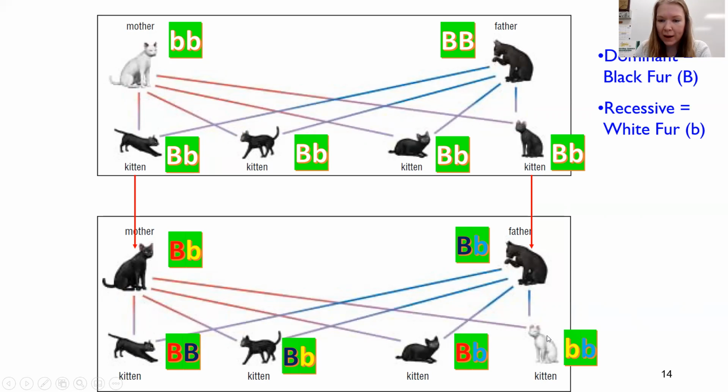And the white-furred kitten, he got from the father, or she, the kitten could be either a girl or a boy. This kitten got the recessive allele from the father and the recessive allele from the mother. And in order for the recessive trait to show up, that means that they need to have both the recessive alleles. And so this kitten got both the recessive alleles from its parents and therefore has white fur.